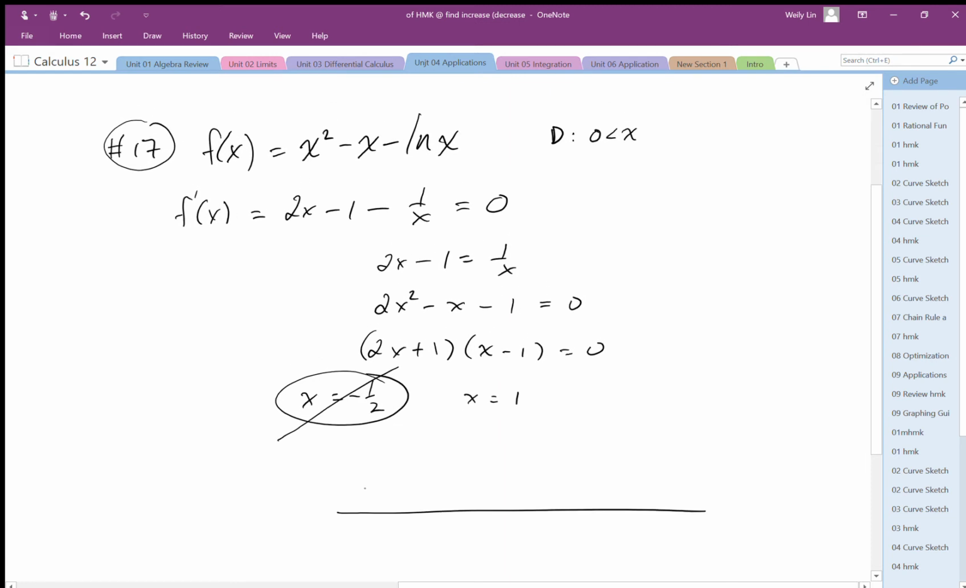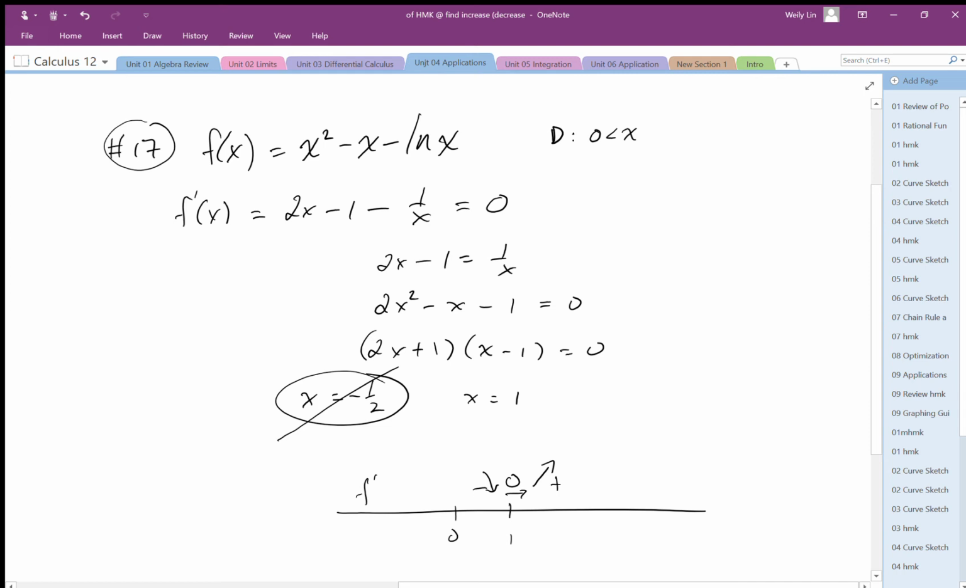Okay, so here's my f prime. At 1, we have 0 here. That's going to be my domain restriction. If I plug into my derivative, let's say 1/4, I should have 1/2 minus 1 minus 4, so that's going to be negative. It's going down across. If I plug in like 2, that's definitely going to be positive, so there's going to be a minimum point there.